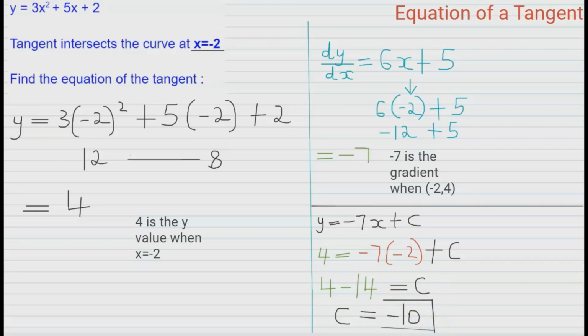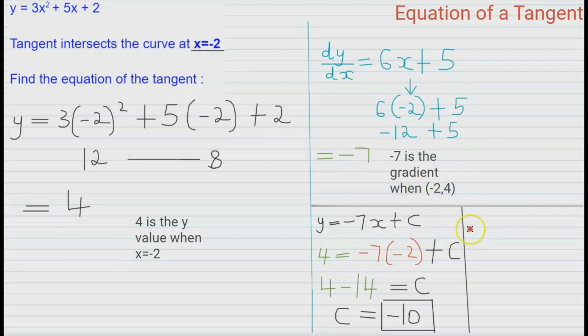And now of course, because you've got our c, that was the only unknown left here, because we already had the rest of our equation, minus 7x plus c. We can just literally write it out now. So I'll put a line here, and now I'll just write out my final equation. I'll write it out again in red, shall we?